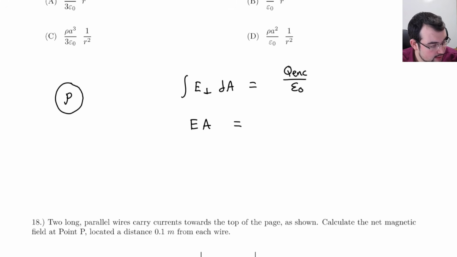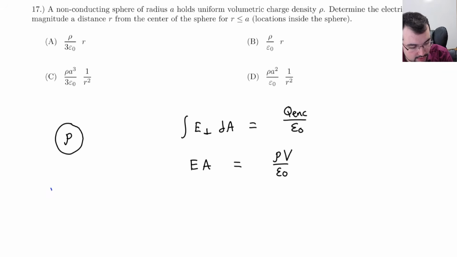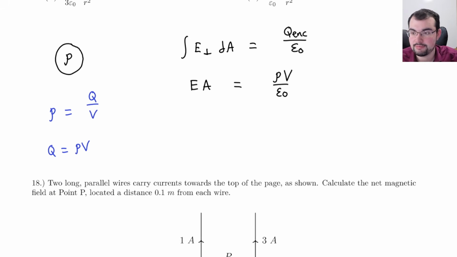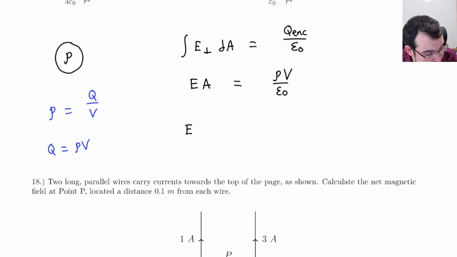And then Q enclosed would be rho times V, because we have volumetric charge density, right? That's what rho is. Rho is defined as Q divided by volume. So Q is equal to rho V. So now we can do some substituting. We're taking a Gaussian sphere because we're looking at locations inside the sphere. So we're just going to find a sphere of radius little r.